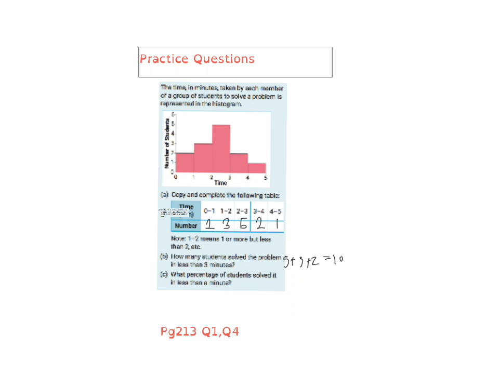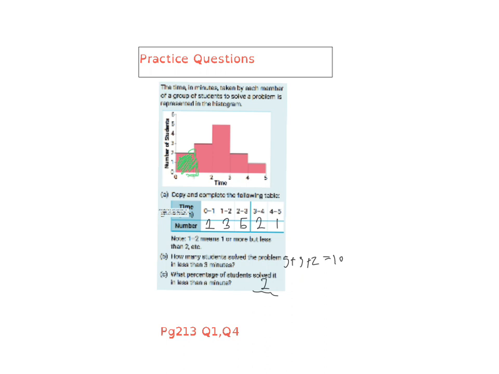Okay, so what percentage of students solved it in less than a minute? We need to figure out first of all how many students solved it in less than a minute. So again, we said that from 0 to 1, so this part here, this is people who took more than 0 minutes, which obviously you would take that, but less than 1 minute. So it's just this box here. So the number of students who took between 0 and 1 minute is 2.